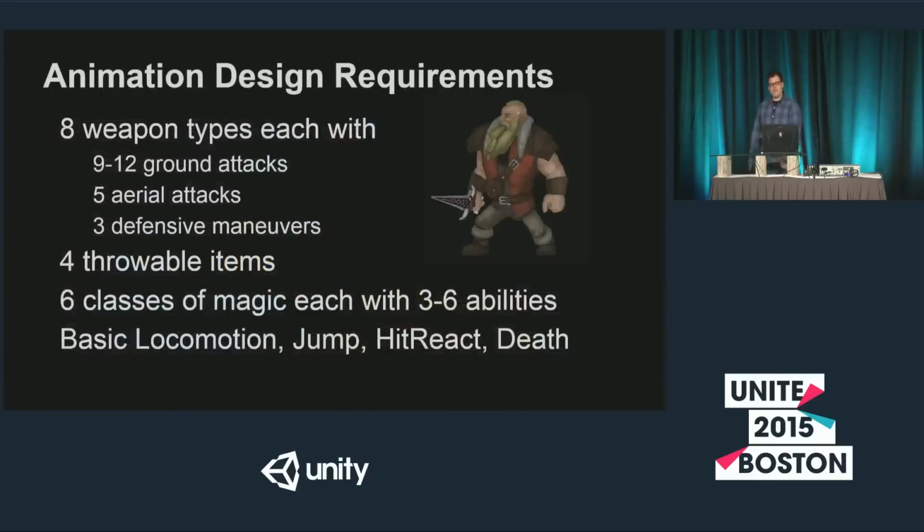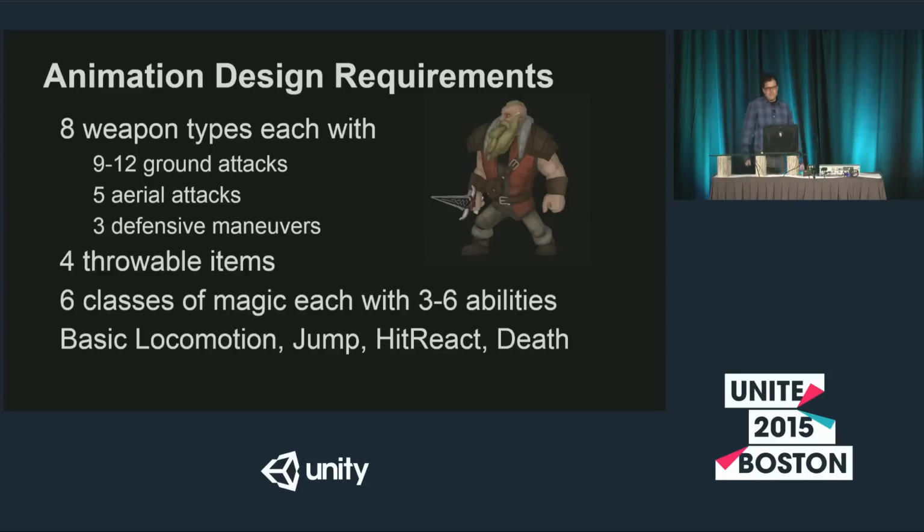All right. Rorik's player character has 8 weapons, each of which has 9 to 12 ground attack animations, 5 aerial attack animations, 3 defensive maneuvers. Rorik has 4 throwable items. By throwable items, I mean like a bomb, bow and arrow. He's got a glaive that comes back to him. There's 6 classes of magic, each of which have 3 to 6 abilities, and that doesn't include any of the basic locomotion, jumping, hit reaction, dodging, dying.